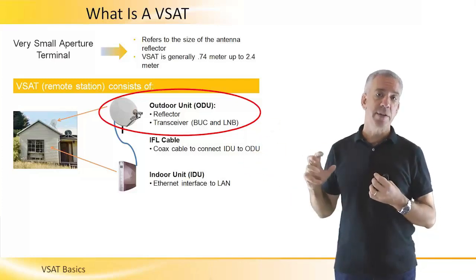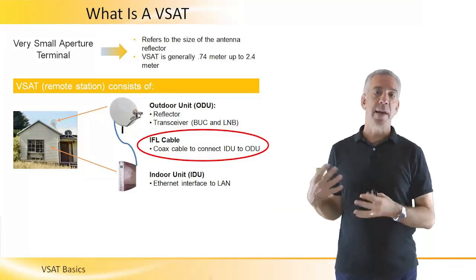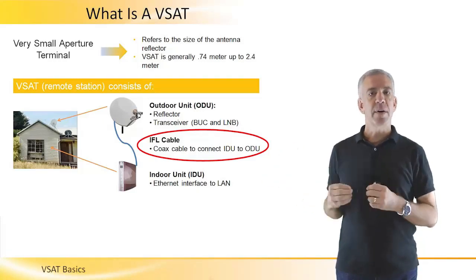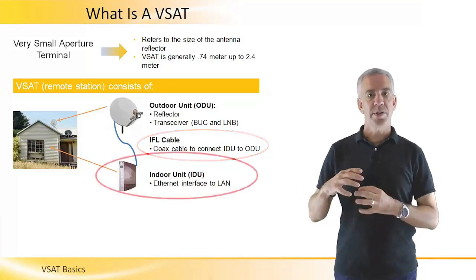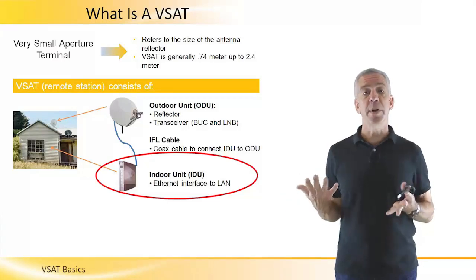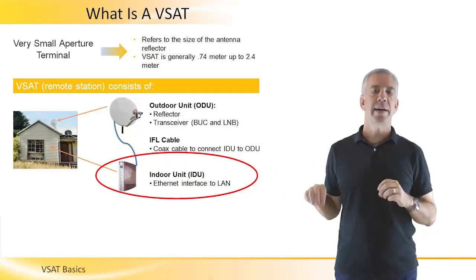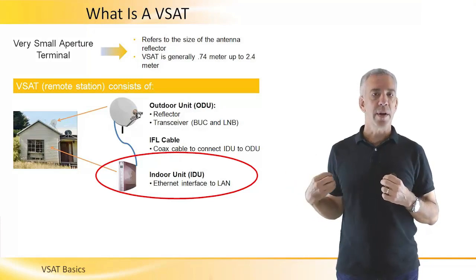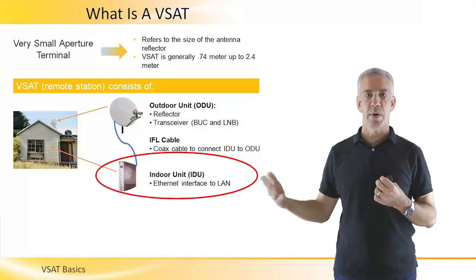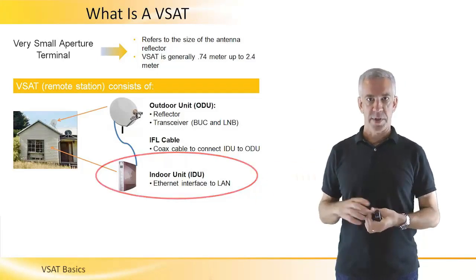The outdoor unit is connected to the indoor unit via an IFL, an intra-facility link, which is typically a coax cable, perhaps one cable or two cables. The IFL connects to an indoor unit, which is typically a fairly small device, generally about the size of a PC. The indoor unit is really two elements: one is a satellite modem, and the second is an IP router. The indoor unit typically has an Ethernet interface, which connects to the local area network at the remote location. The purpose of the indoor unit is to facilitate communications over the satellite.